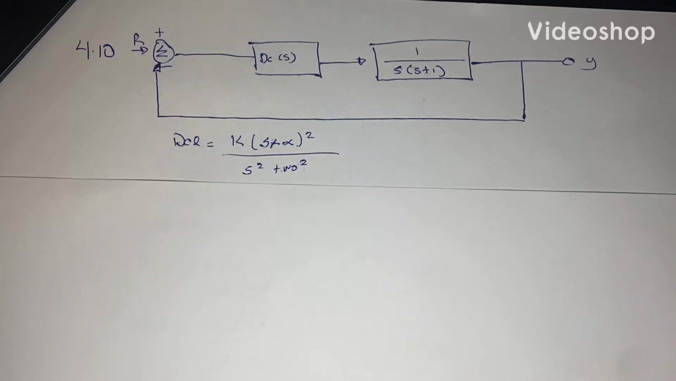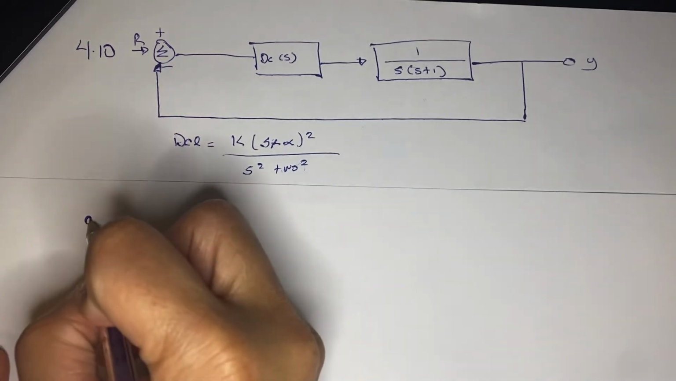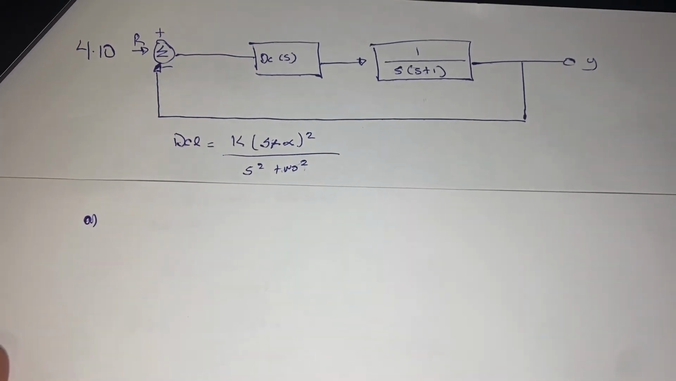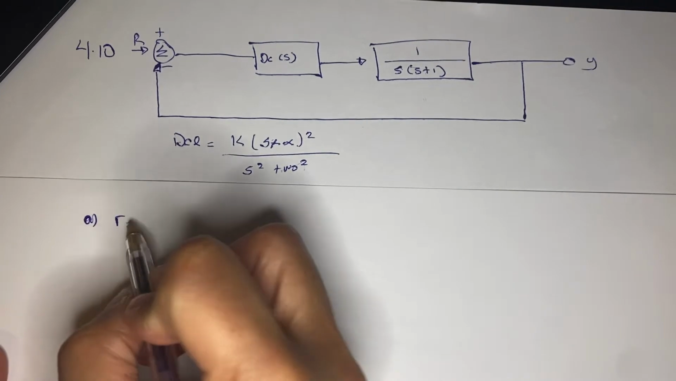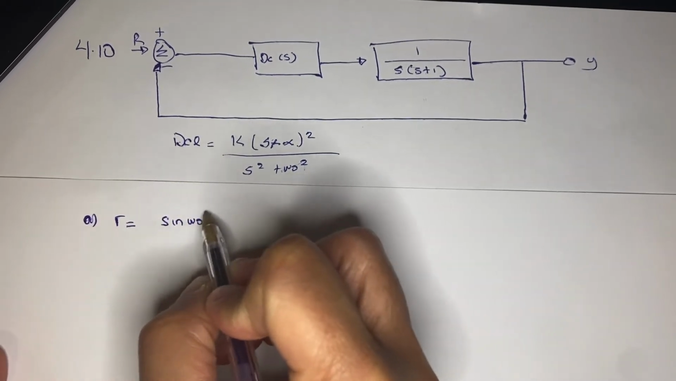In part A of this problem, we're asked to prove that when a reference of the form R equals sin W0t is given, the steady state error is equal to 0. So let's write down this part A of the problem. Let's write down the reference. It would be sin W0t.